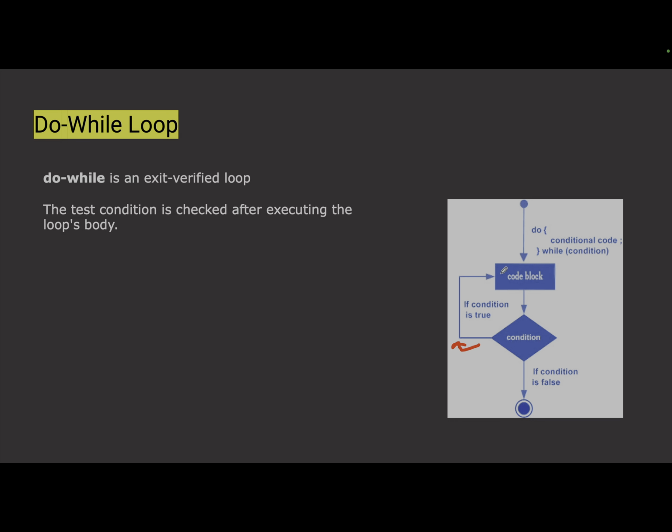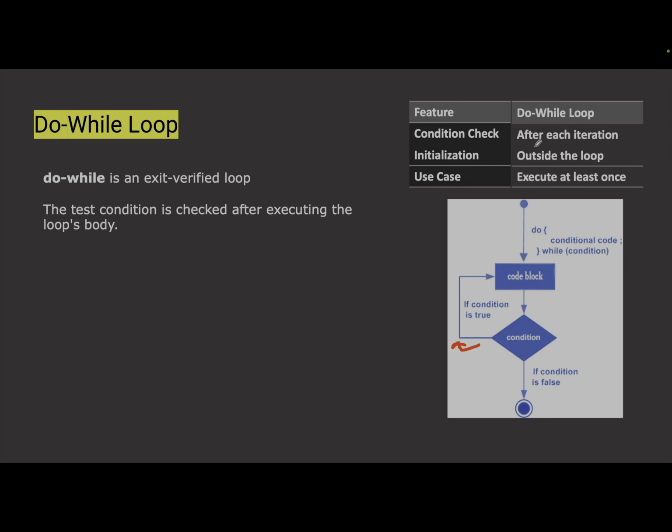So the previous table also clearly mentioned that after each iteration, the condition is checked, right? The condition is checked after each iteration. So the use case is to execute at least once. Whether the condition is satisfied or not, the block statement should execute once. So one iteration will be the default.